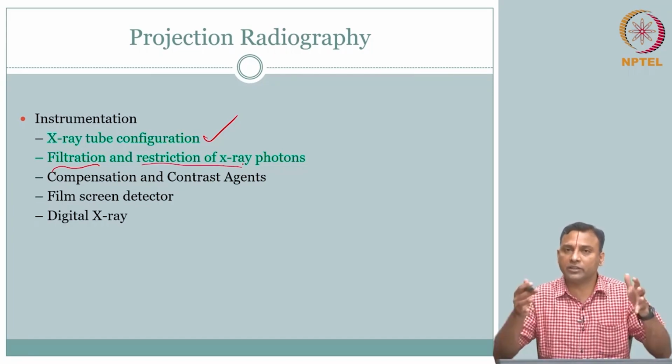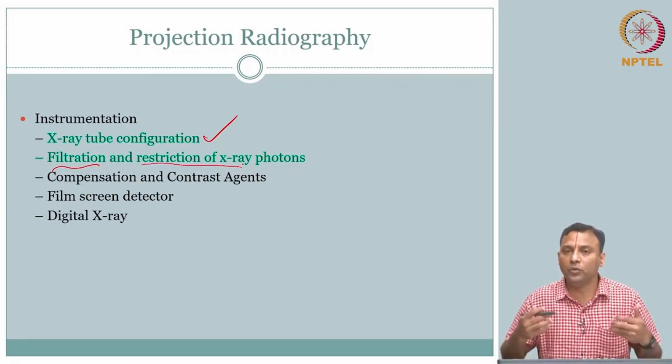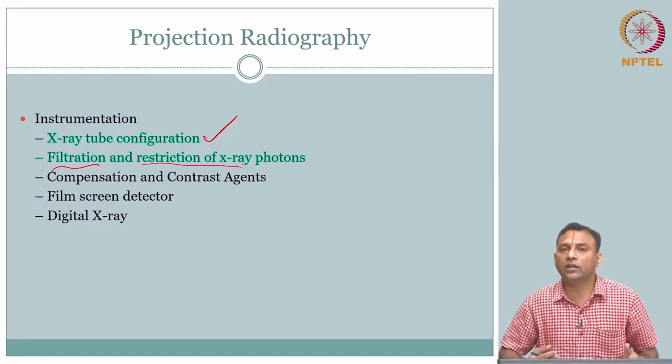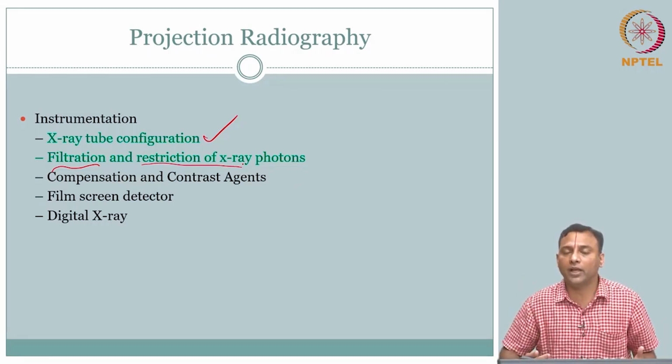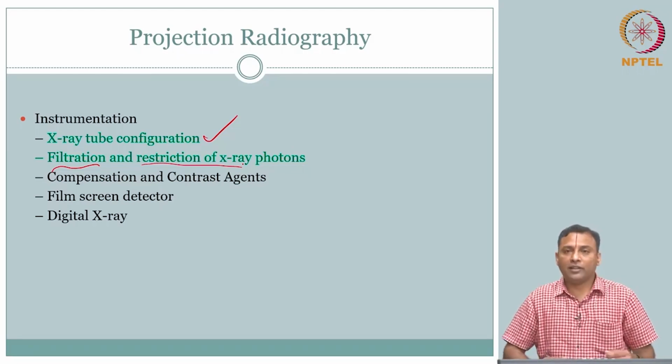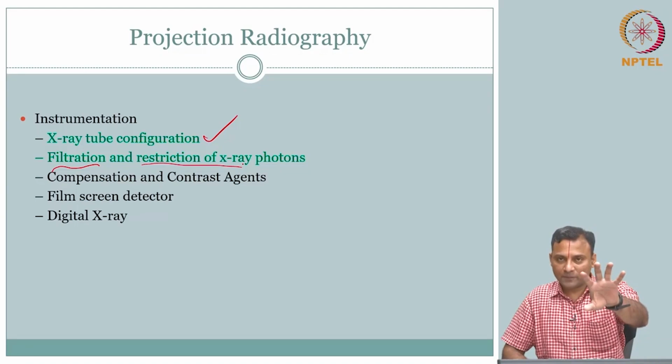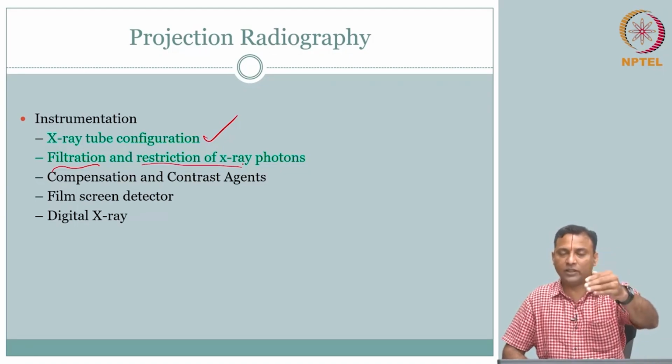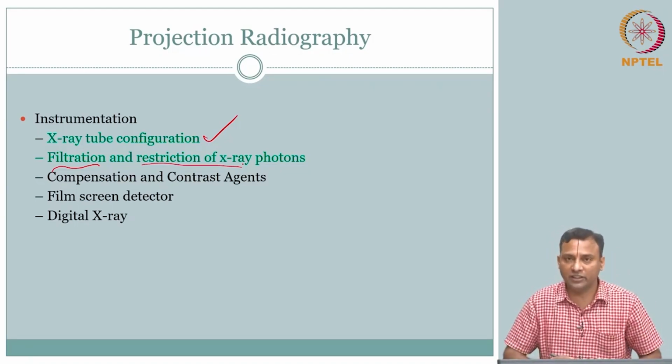What is restriction? It is just to cover the field of view. You don't want to send the X-rays to regions that are not going to be part of the imaging, so as to avoid dosing the patient. Okay. So after that, we had the source part, right? Just outside the source we talked about filtration, restriction.